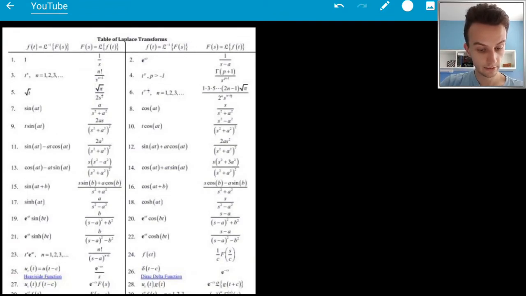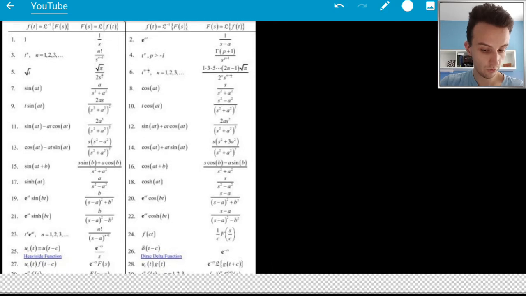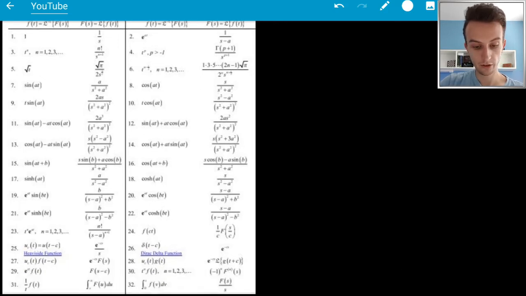So 5 and 6 follow from 4. We're not going to do these because for this you need to know the values of the gamma function, or you need to calculate these. There's no point in doing that. So what do we have? We have 7, 8, 9, 10.